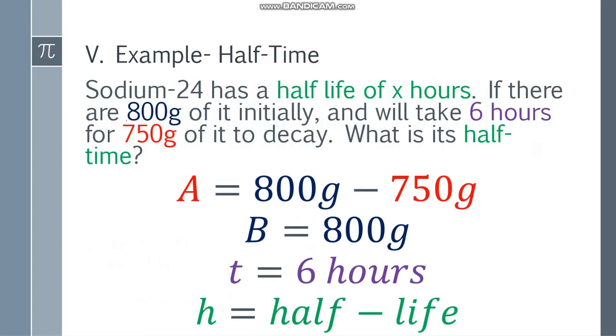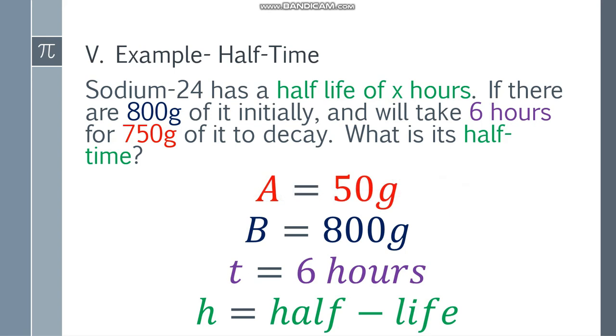Now we know that the initial amount is 800 grams. The time is 6 hours and we are asked to find the half-life, h hours. Now the final amount is not 750. It should be 800 grams minus 750, because it will take 6 hours for 750 grams of it to decay. That means 750 is not the final amount. The final amount will be 50 grams. Subtract 800 minus 750.